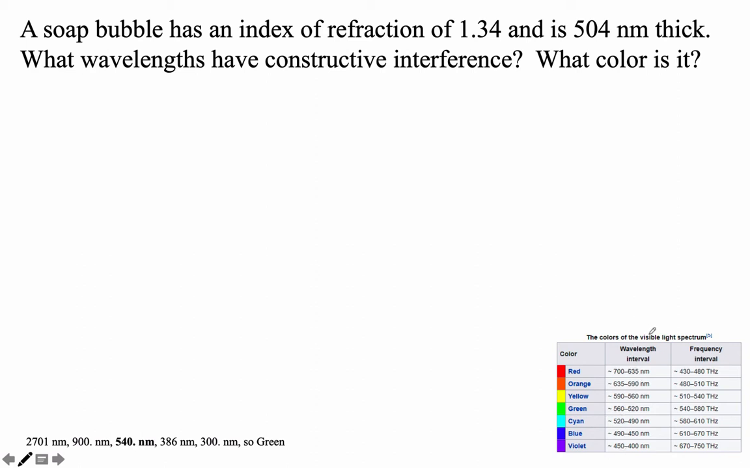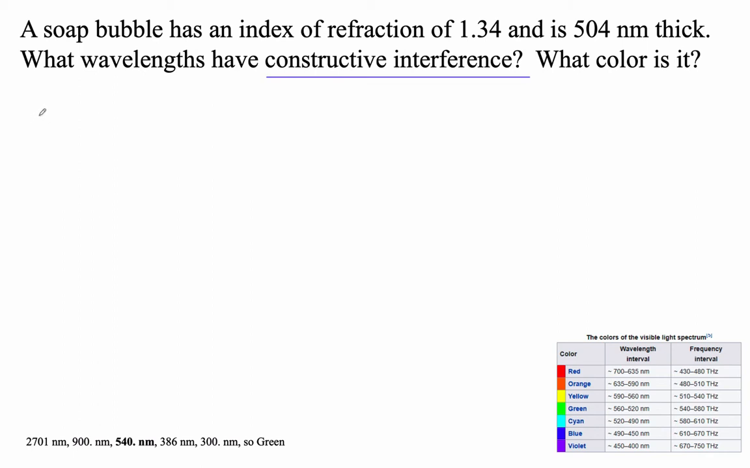So I looked this up. This is from Wikipedia, right? And red light would be that. So red is the big wavelength, violet light is the short wavelength, right? And so let's just figure this out. This is constructive interference, which of course would determine what color this soap bubble looks like.